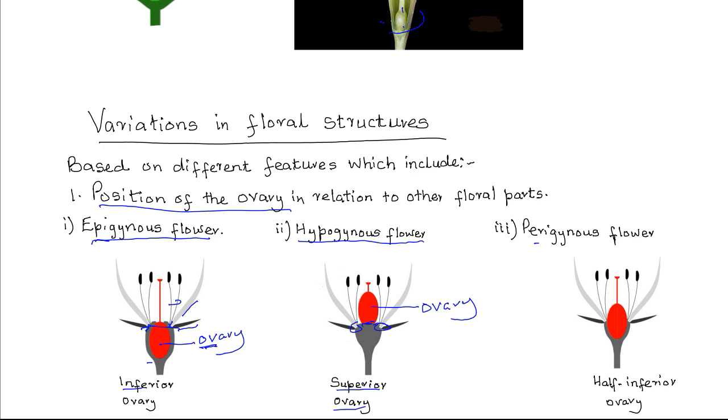The third type is a perigynous flower, in which the receptacle is cup-shaped such that the ovary appears to be half inferior. Part of it is below the points of origin of the other floral parts, and part of the ovary is above. So it appears as though the other floral parts emerge from the surroundings of the ovary. Such a flower is said to be perigynous.